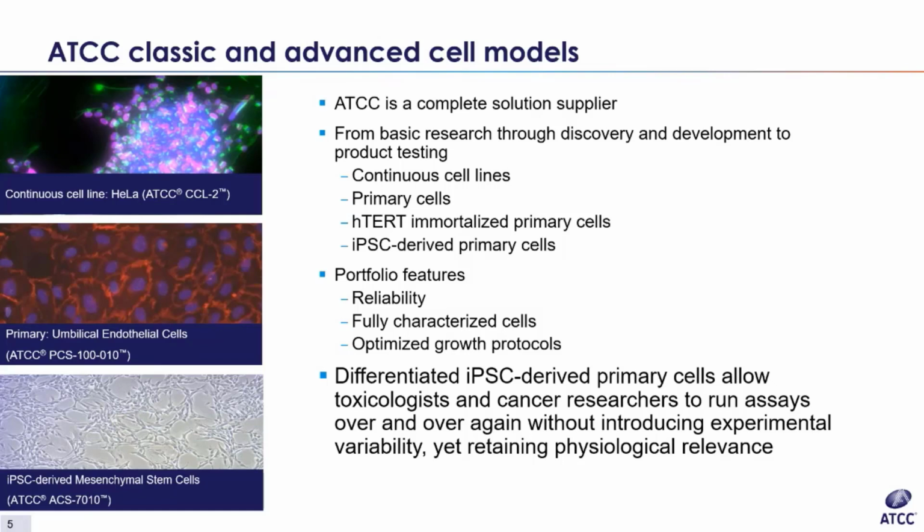Most people are familiar with ATCC for our continuous cell lines such as HeLa cells and A549 cells. But as you continue down your research path, you will need more biologically relevant cell types. And ATCC provides these in the form of primary cells, hTERT immortalized primary cells, and now iPSC-derived primary cells. All these cell types feature ATCC's cell line reliability, authentication, and performance.